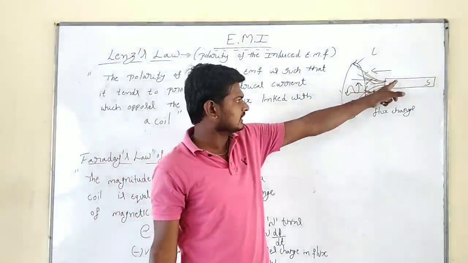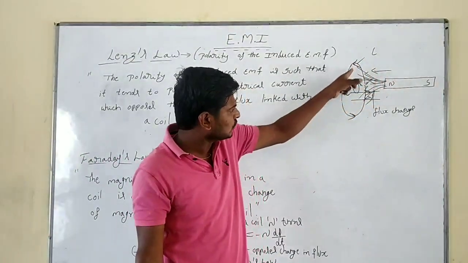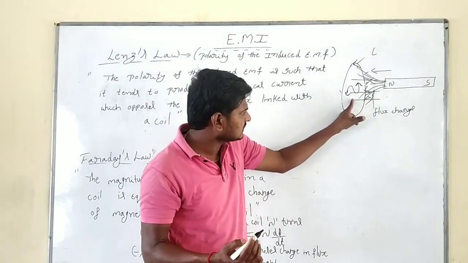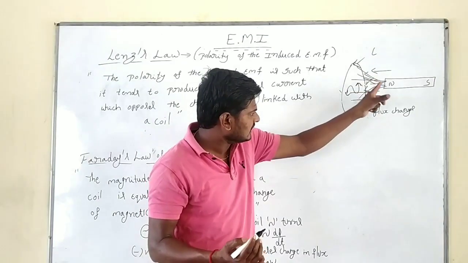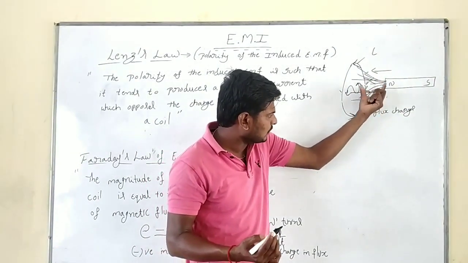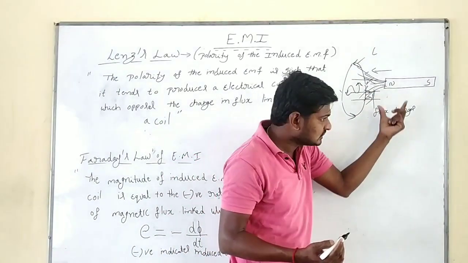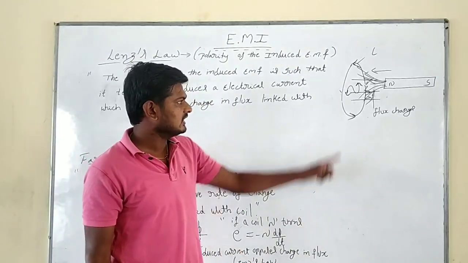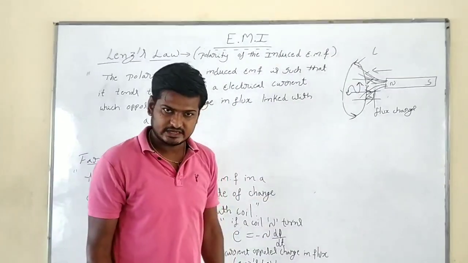When you move the magnet towards the coil, north pole towards the coil, the face of the coil towards the magnet is going to become north. When it becomes north, the induced field opposes the applied field. When both oppose, what will happen? The flux is going to change. When the flux changes, the current flows in the coil in anti-clockwise direction.